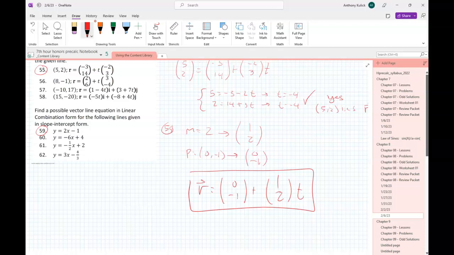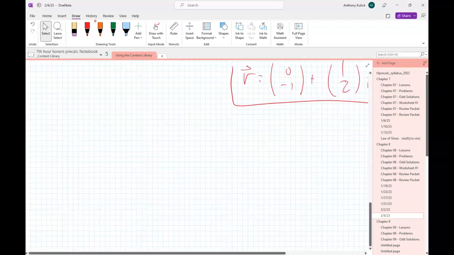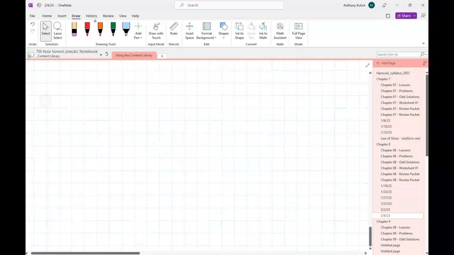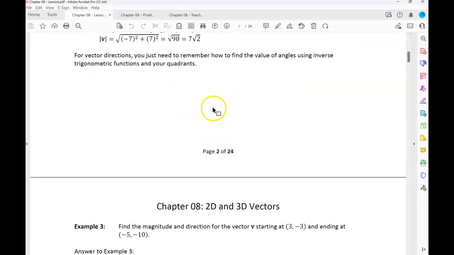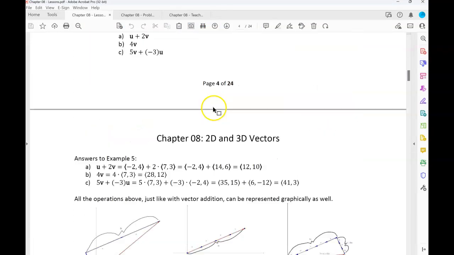Anybody else? Cool. All right, well, let's finish this chapter up. Let's see. So 8.8. What did we call this section? It's something line versus line. It's like interactions or something.